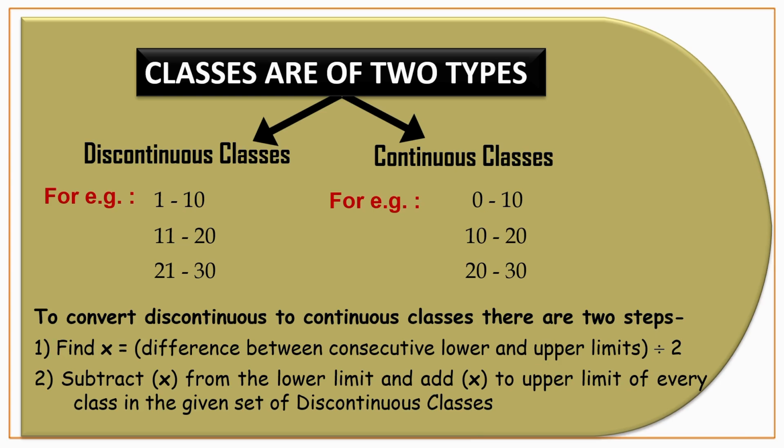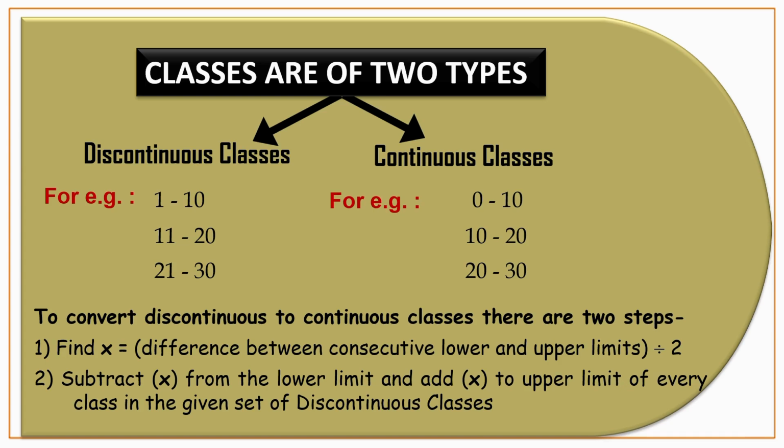Now what we need to do? Now we have to subtract x, that is 0.5, from the lower limit of each class interval. So in this case, if we take the first class interval 1 to 10, the lower limit is 1 over here. So we have to subtract 0.5 from 1. So that means in the first class interval, it will be 0.5. And we have to add 0.5, that is x, to the upper limit of every class. So in the first class interval, what is the upper limit? That is 10. So 10 plus 0.5, that will be 10.5.